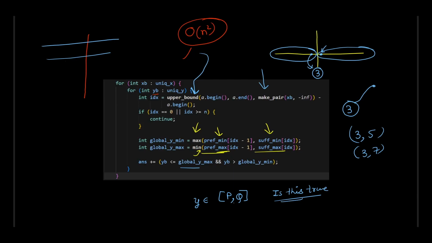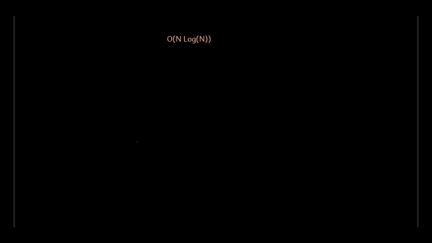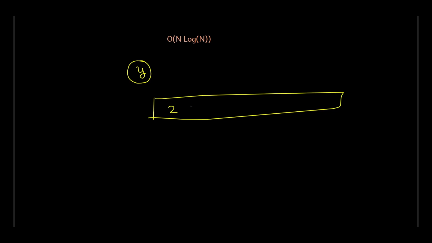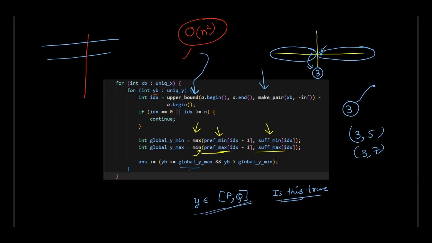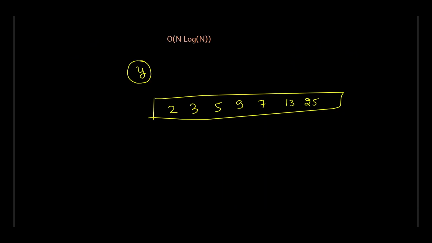But do you really need to iterate over all the elements to find out whether it is true or not? You don't really, because you have your arrays with all the unique y values, and if you sort all the arrays, let's say the y values are 2, 3, 5, 7, 9, 13 and 25. Notice that when you are doing this comparison, you are iterating over all the y's. It actually doesn't matter whether y came from the left hand side or from the right hand side. So assume that this is all the unique y values that you have in your array.